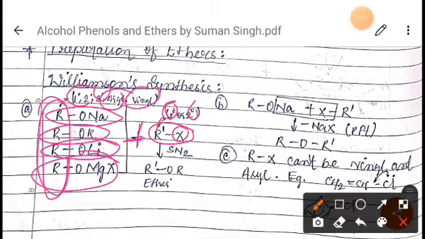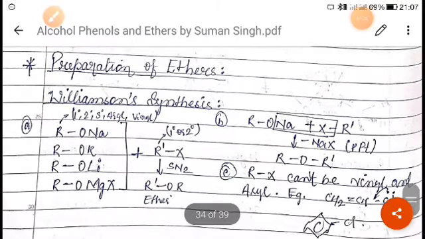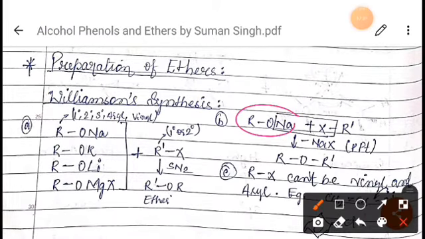When it is 1 degree or 2 degree, there will be an SN2 reaction, as I have already told you, and it will form ethers, right? This is the first condition. Now the second condition: taking here RONa and reacting it with RX, the halogen and the Na will come out as a precipitate, and we will get ether, right?